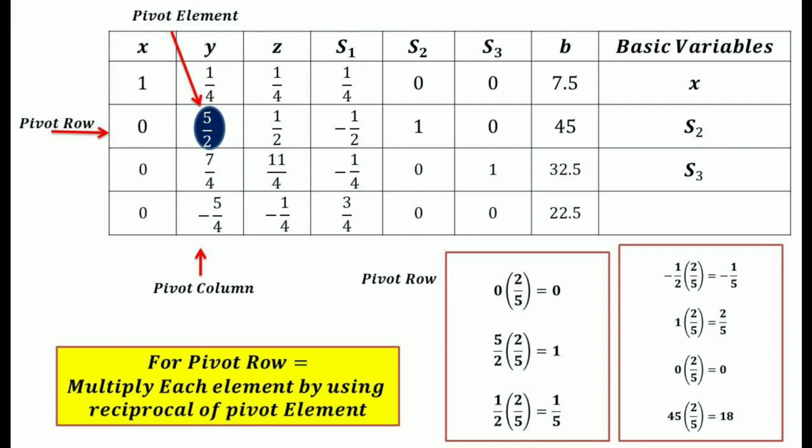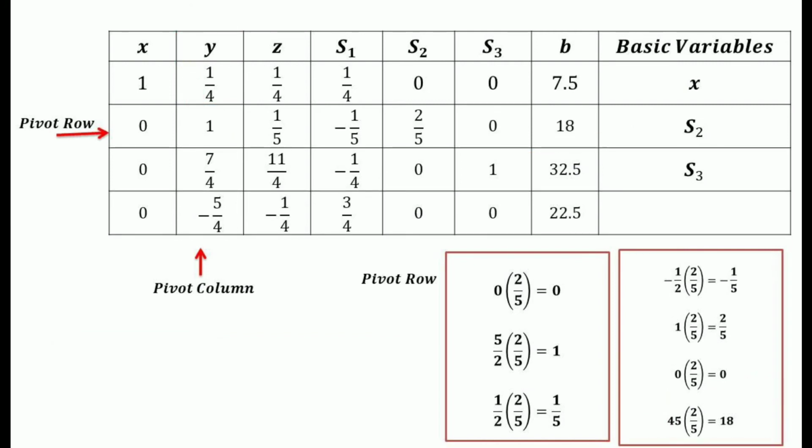So by multiplying each element in the pivot row with 2 upon 5, we will get 0 into 2 upon 5, which is equal to 0. 5 upon 2 into 2 upon 5, which is equal to 1. 1 upon 2 into 2 upon 5, which is equal to 1 upon 5. Minus 1 upon 2 into 2 upon 5, which is equal to minus 1 upon 5. Then 1 into 2 upon 5 is equal to 2 upon 5. 0 into 2 upon 5 is equal to 0. And the last element, that is 45 into 2 upon 5, which is equal to 18.